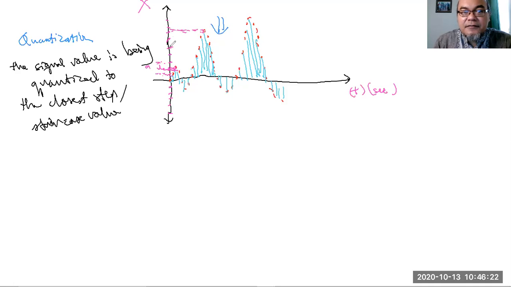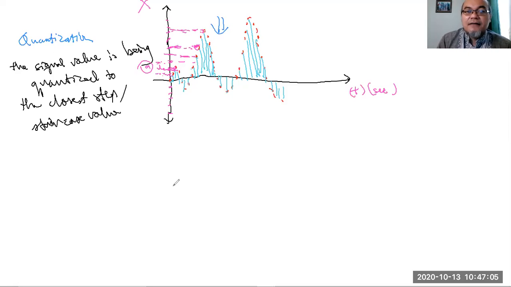So for example, this value is rounded to the value below it. This staircase value is above it, so this value will be rounded upward, because if the value is above half of the difference, where a is the difference between the two steps, it will be rounded up. If it is below 0.5, it is rounded down to the lower value of the staircase. If it is above 0.5 of the difference, it will be rounded to the upper value. So this is called quantization.